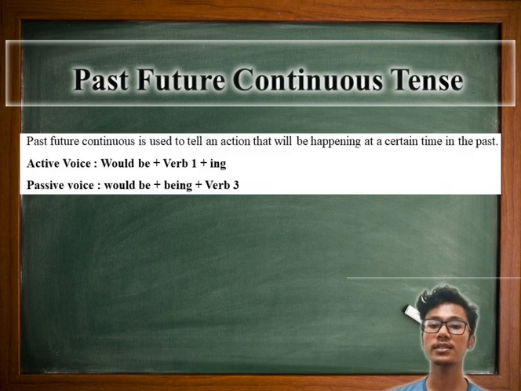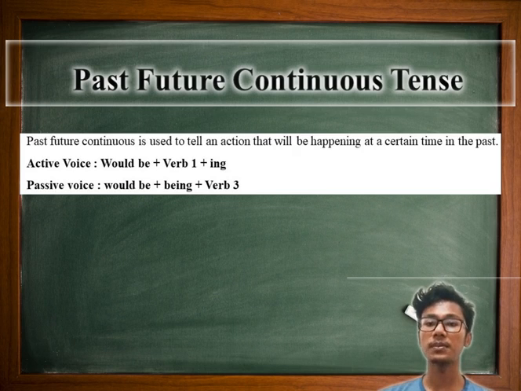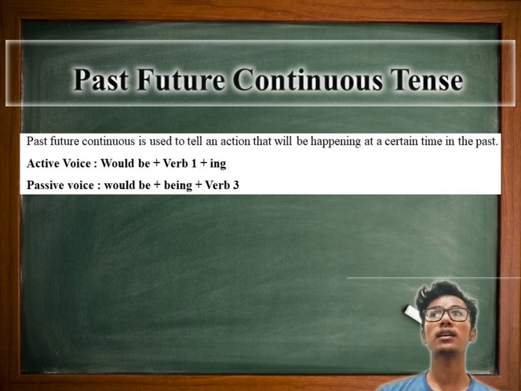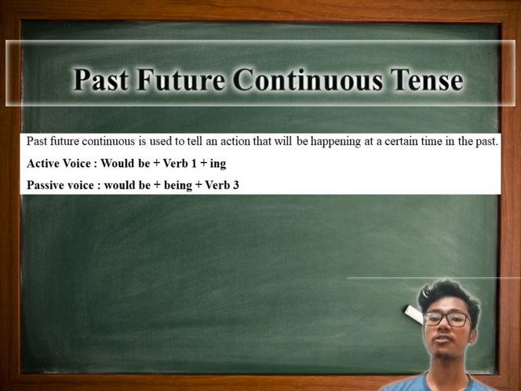Past future continuous tense is used to tell an action that will be happening at a certain time in the past. Active and passive voice in past future continuous tense have formulas which are: in active voice, would be plus verb ing; in passive voice, would be plus being plus verb 3. Before we change an active form to passive form, we have to pay attention to the rules of passive voice.